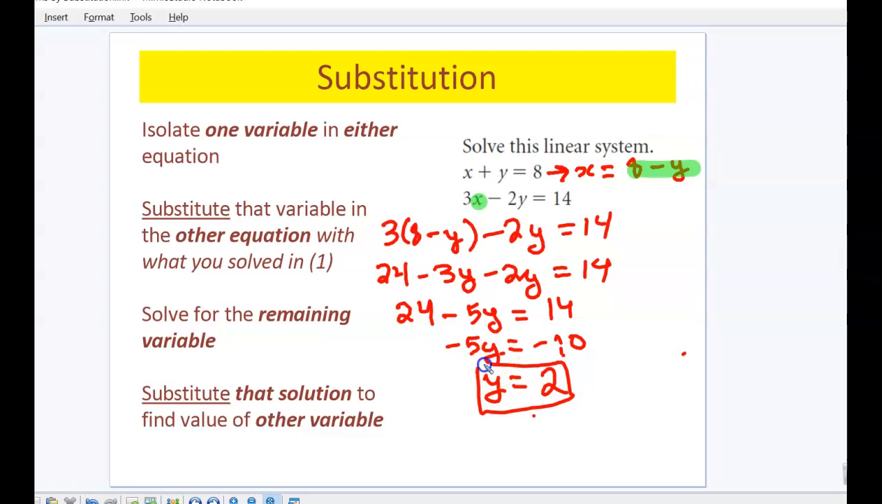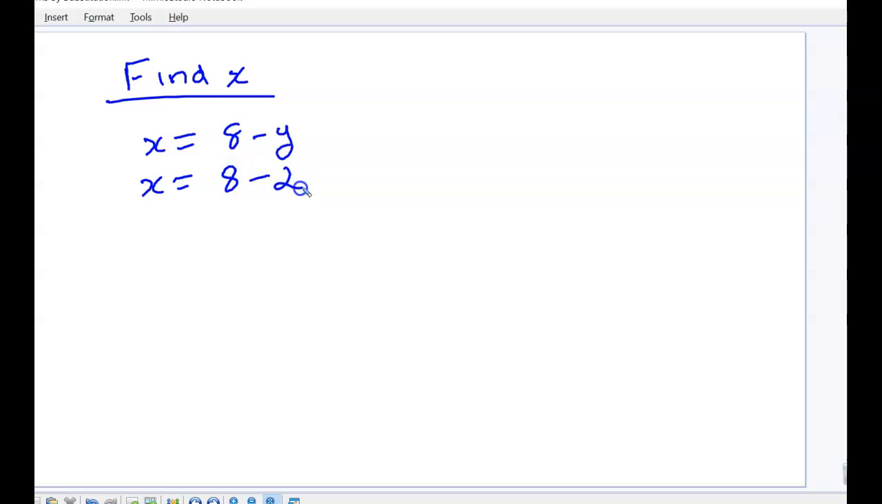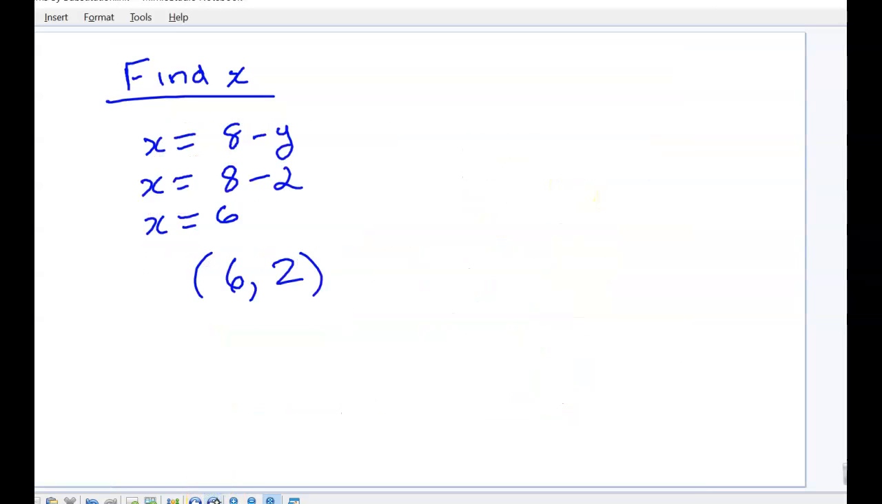So there's my y coordinate. And now I need to find x. Okay, so to find x, I'm just going to get a new page here. Again, we had x was equal to 8 minus y. So x is equal to 8 minus 2. So x is therefore equal to 6. So my point of intersection is the point 6, 2. Again, if I put 6 in for x and 2 in for y, 6 plus 2 is 8. If I put 6 in for x, 3 times 6 is 18, 2 times 2 is 4, and 18 minus 4 is 14. It works in both, so that is a valid solution.